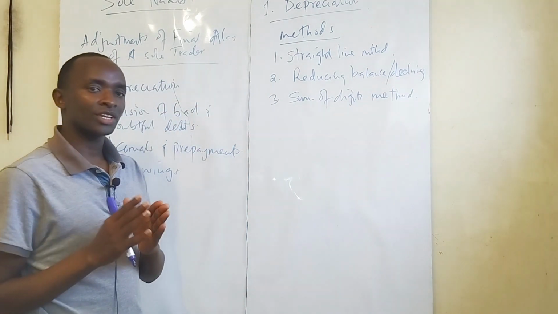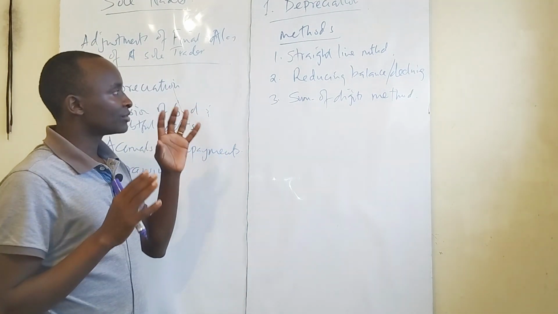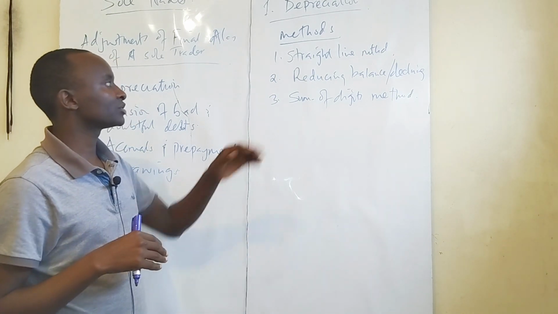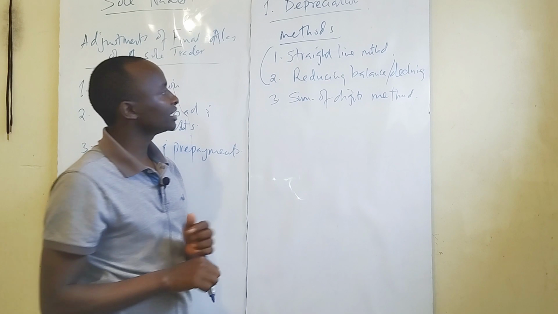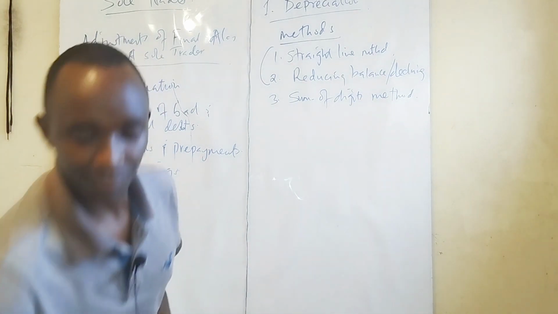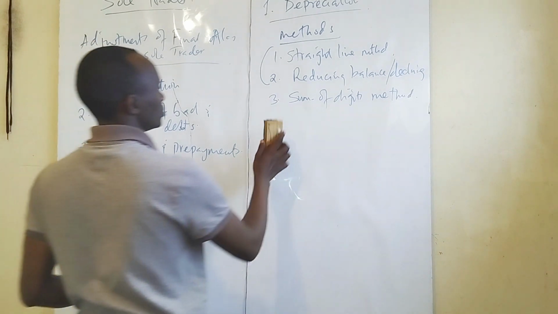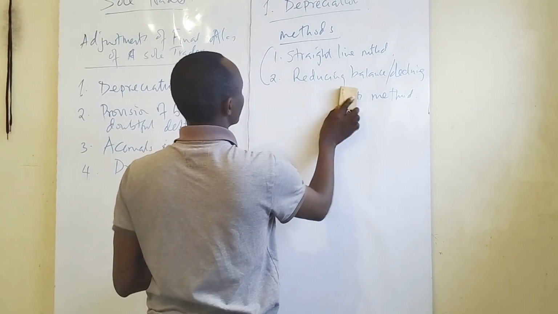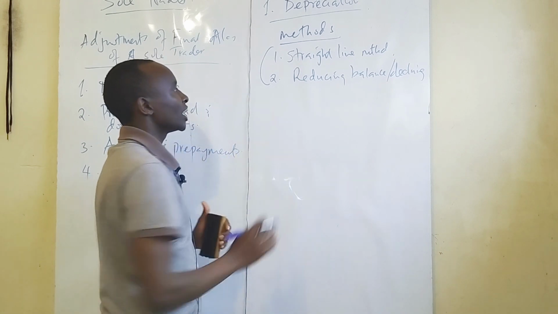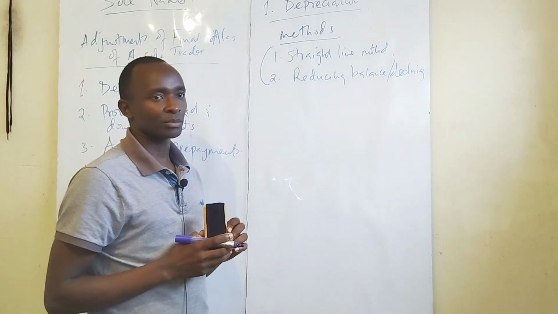But for the case of the examinations, most examiners normally examine this part, the straight line method and the reducing balance method of depreciation. So let's look at the first one, the straight line method of depreciation, and I will explain this one using an example.